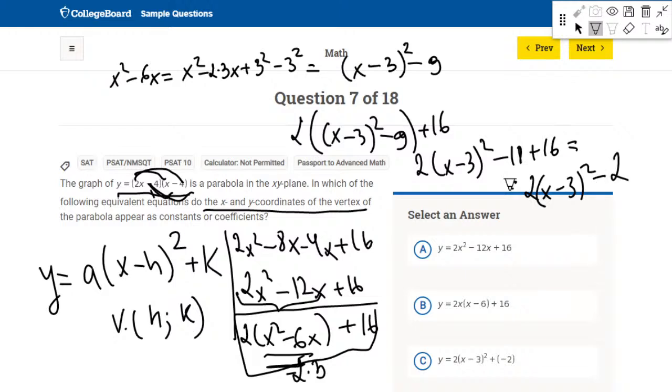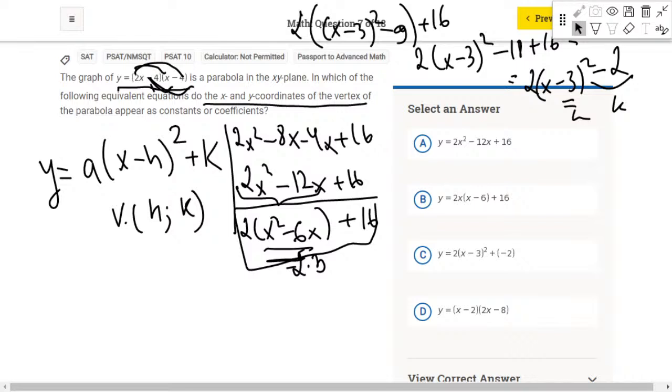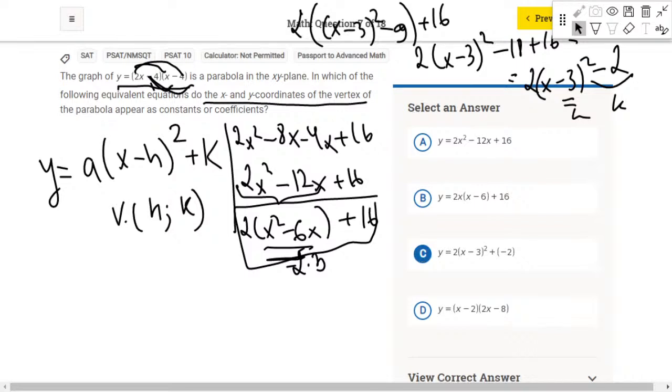So this is the form we wrote. Like you see, the 3 is h and minus 2 is our k. So the answer should be C.